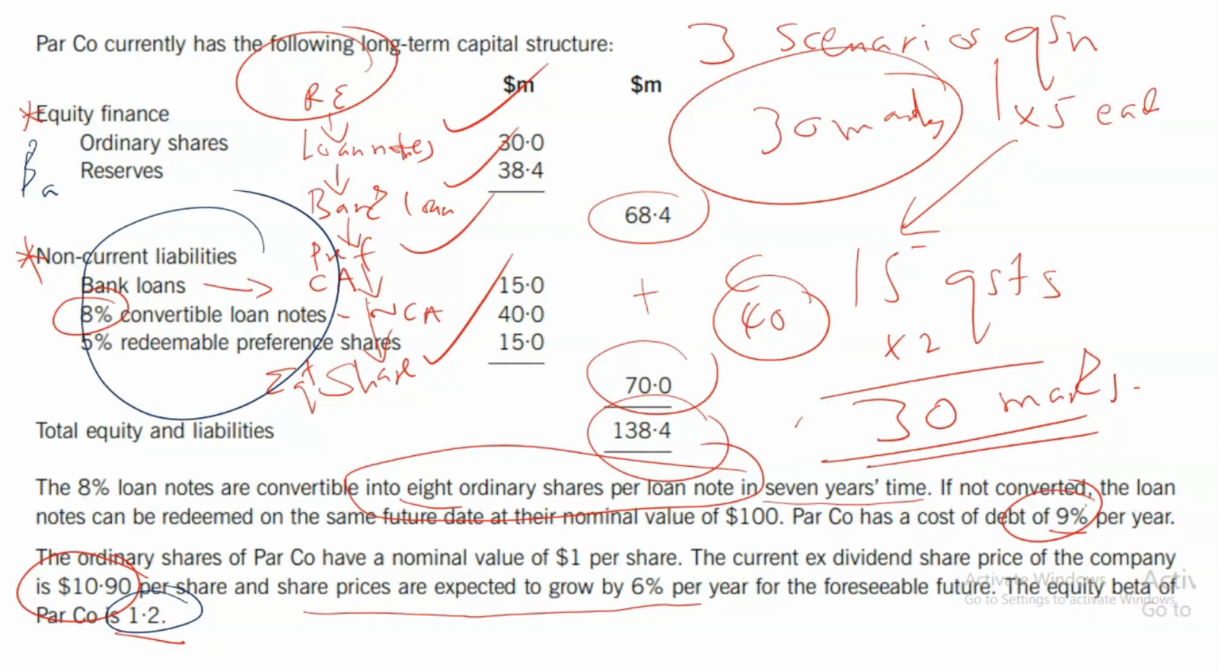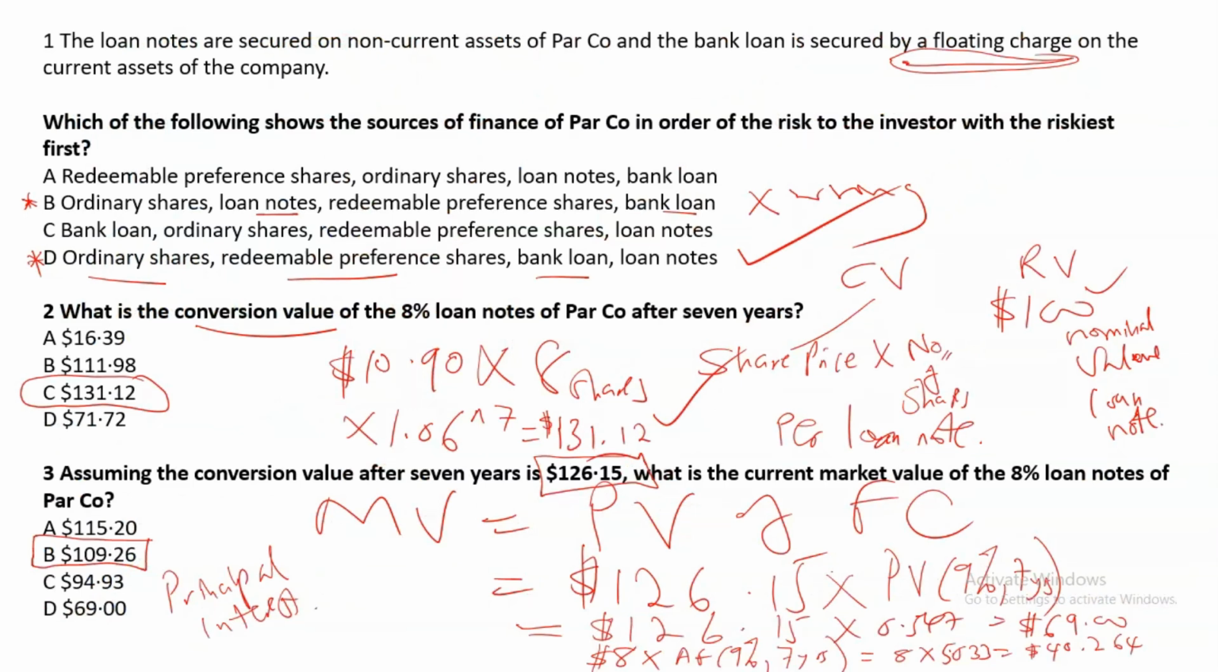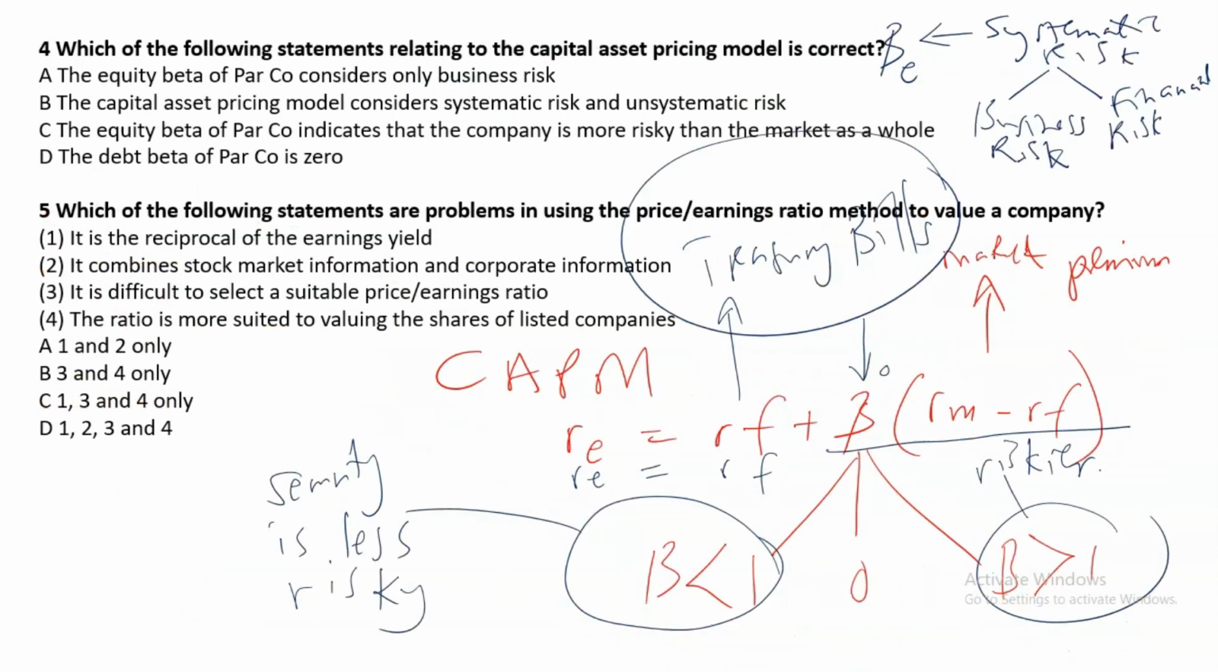So in this case, we can safely say that A is wrong. The equity beta of PowerCo is not only showing business risk, but is also showing financial risk. Am I talking to somebody? Good. Let's look at B.